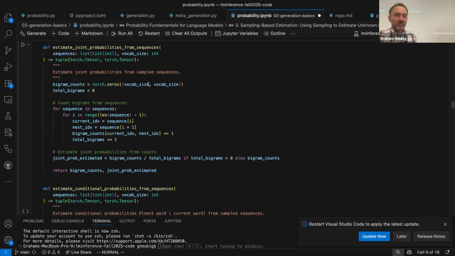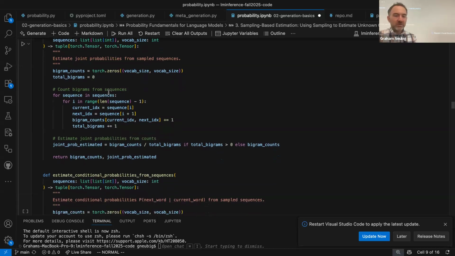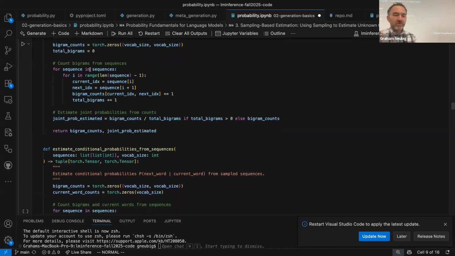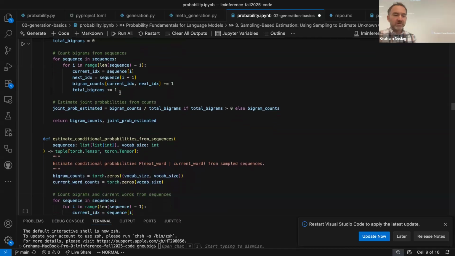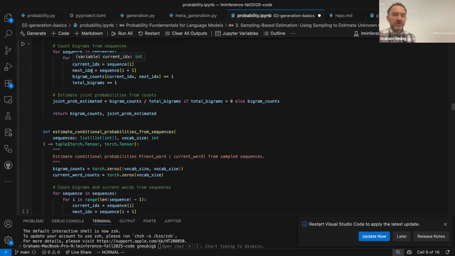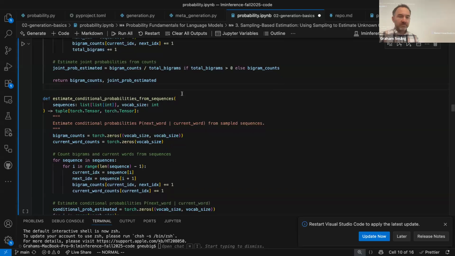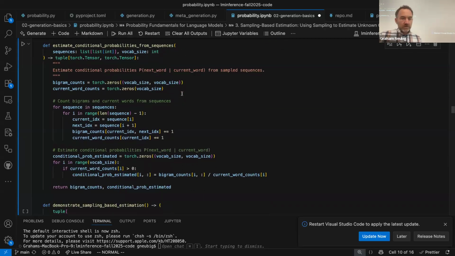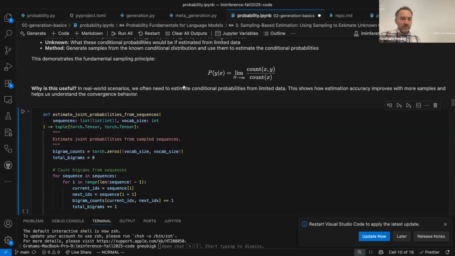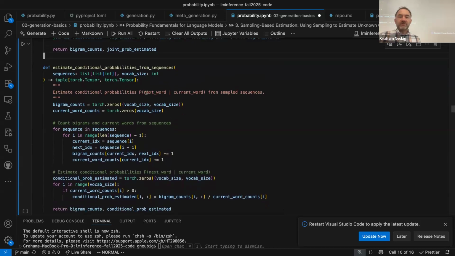And so what we have here is we have our bigram count. We have the total bigrams. We sample a certain number of sequences. And based on this, we find the current index and the next index, and we just add to the bigram count and the total number of bigrams. And then when we're done, we divide the bigram counts by the total number of bigrams. And that gives us the joint probability of having these two in a sequence. And so let's run that.